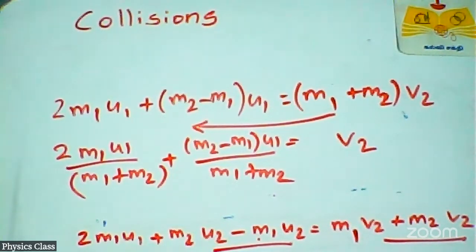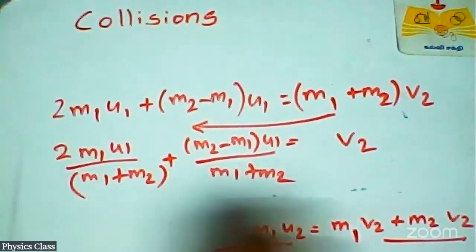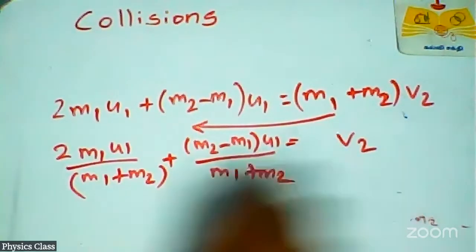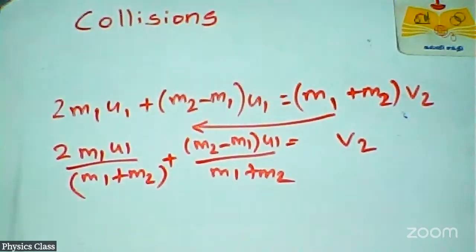So already we have an equation to find the unknown quantity of the second object's velocity v1, and now we have another equation for v2. v2 is nothing but the final velocity of the second object. Okay, right. So I will show you one simulation regarding that collision.